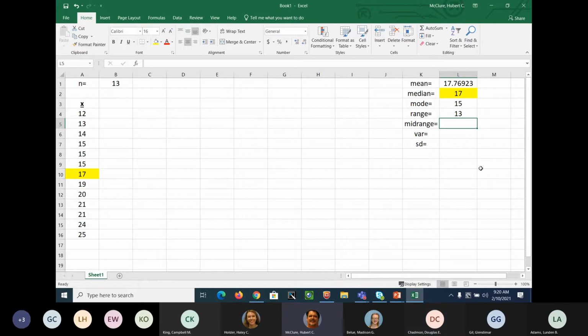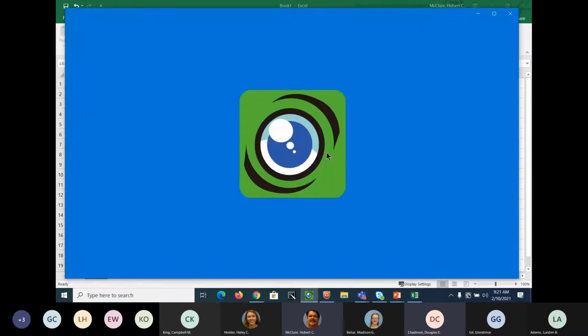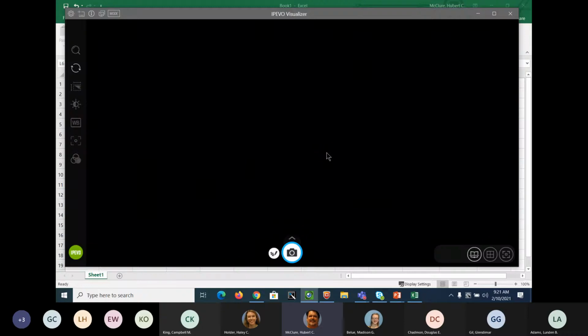All right, somebody tell me what the mid-range is. It's just like the midpoint. Highest plus the lowest divided by 2. Variance. Well, remember the formula. The formula says, and I'm putting the formula down because I'm not going to tell you what to do.